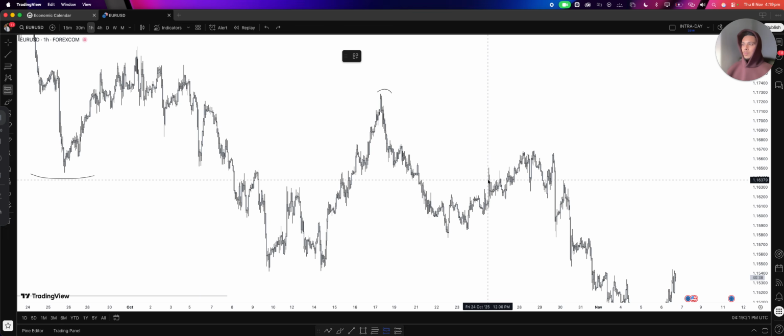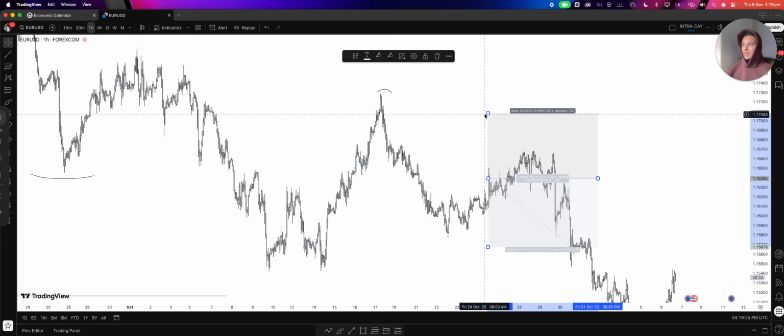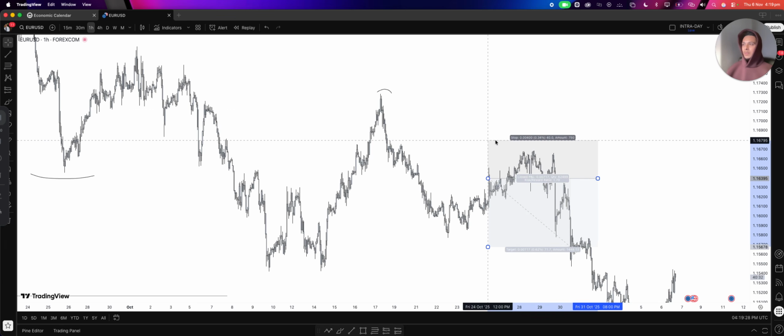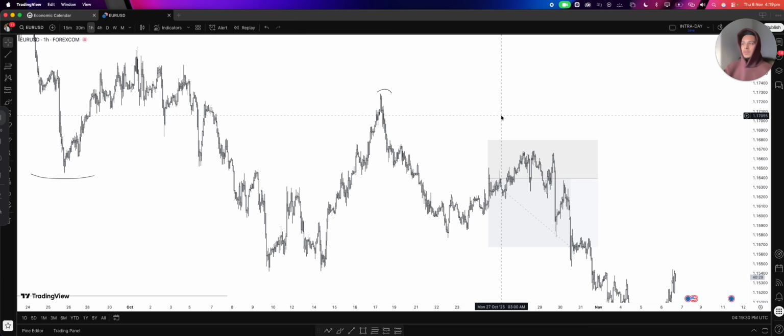So this is what we did. We slapped it on. My entry was, I can't remember exactly where it was. And I entered with a 40 pips stop loss. Again, bare minimum 30 pips or 40 pips. I was happy to do so. Why?